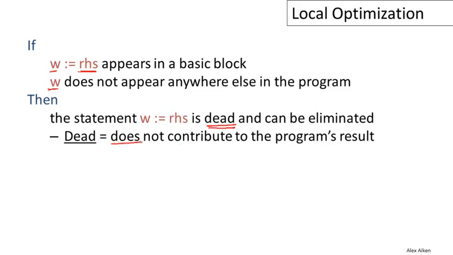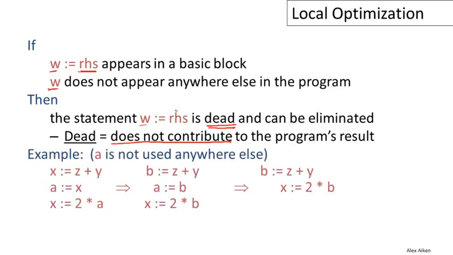And dead here means it does not contribute to the program's result. Since the value that we write into W is never referenced anywhere, W is never used, so doing the computation of W in the first place was a waste of time, and so we can just delete that computation. Here's a simple example. Let's assume that the register A is not used anyplace else in the program.